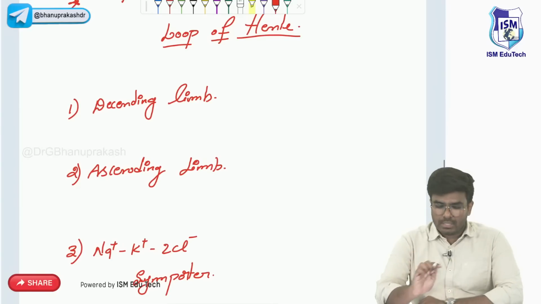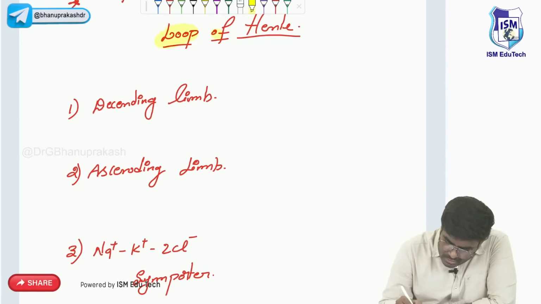Okay, now after this, I just want you to know previously asked questions, repeatedly asked questions. The descending limb.